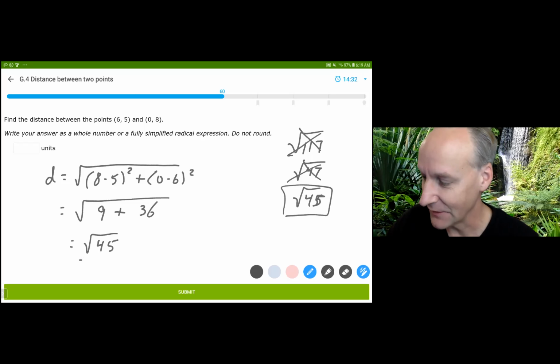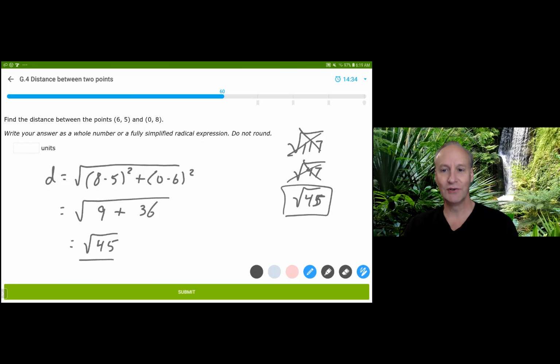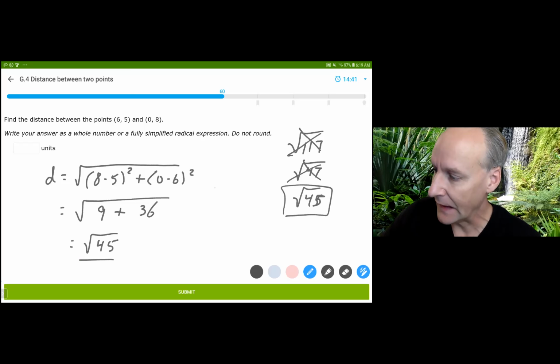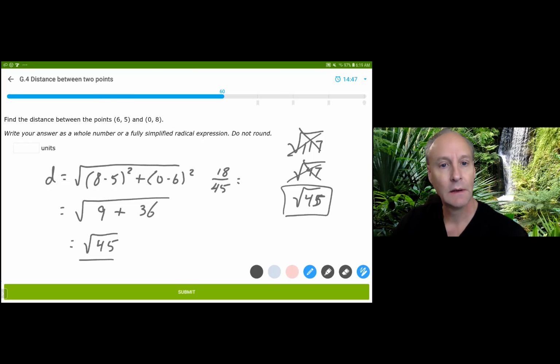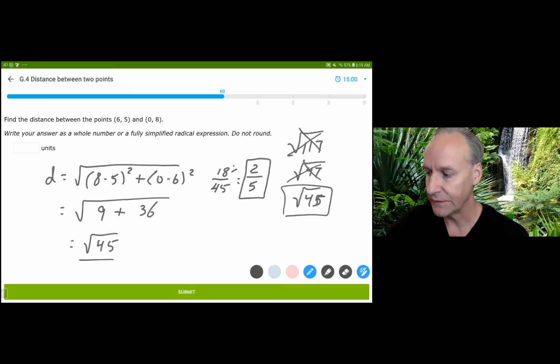Now we have some bad news. You have to reduce the square root of 45. And it's a bit like reducing a fraction. Some of you might know that if you took say 18 over 45, you would be able to reduce that, wouldn't you? Because it has a common factor of 9. And if I divide by 9, I get 2. And if I divide this by 9, I get 5. All I did was divide by the common factor.